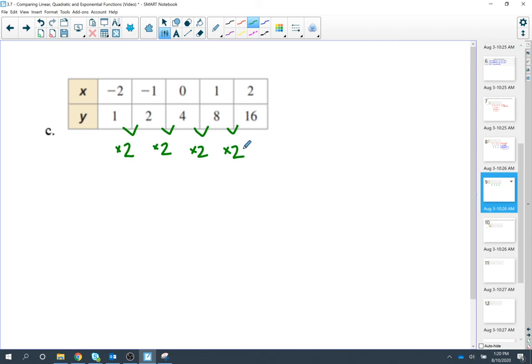So this is not a difference at all. Difference means subtraction, or you're adding or subtracting to get somewhere. This is multiplication. So this right there is your common ratio. And if a common ratio exists to get from the first to the second to the third, etc., then this is exponential.